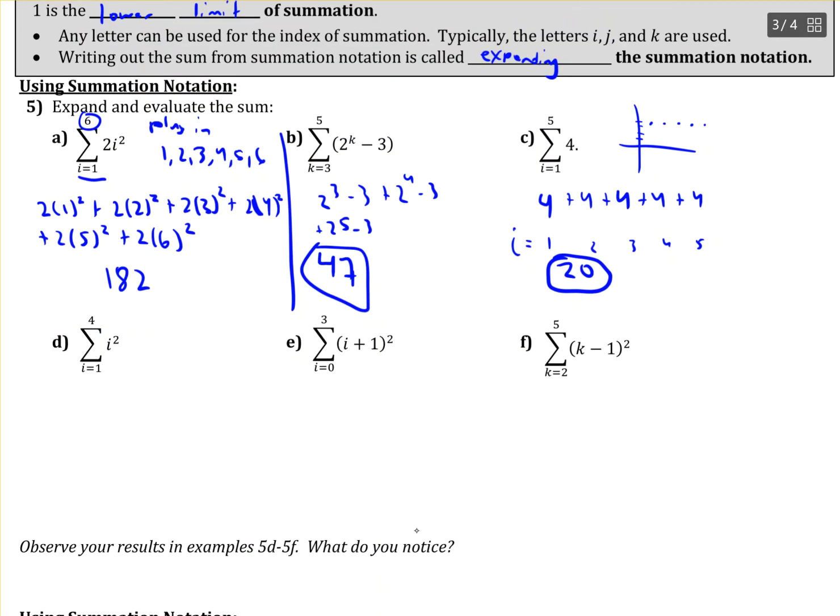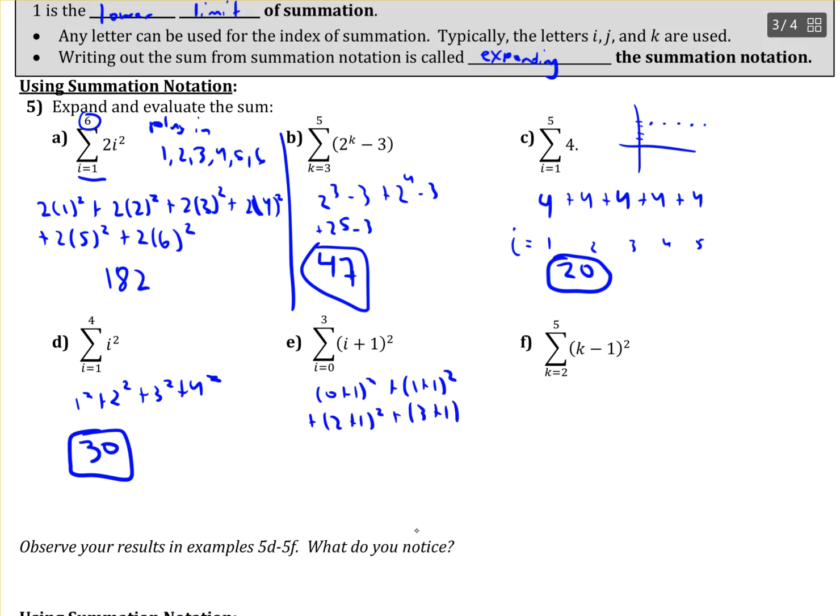All right. Now, let's look at D. See what we get? We get 1 squared plus 2 squared plus 3 squared plus 4 squared. So we get 1 plus 4 is 5, plus 9 is 14, plus 16 is 30. Now for this one, I'm going to get 0 plus 1 squared plus 1 plus 1 squared plus 2 plus 1 squared plus 3 plus 1 squared. I'm plugging in 0 through 3 and adding them all up. Well, notice that's just 1 squared plus 2 squared plus 3 squared plus 4 squared. Oh, so that's 30 again.